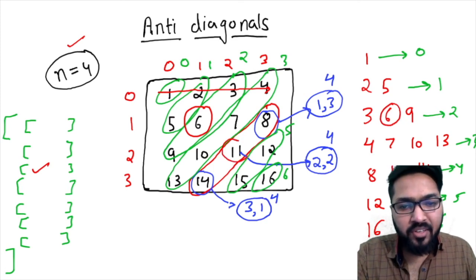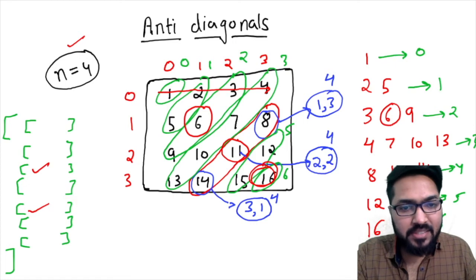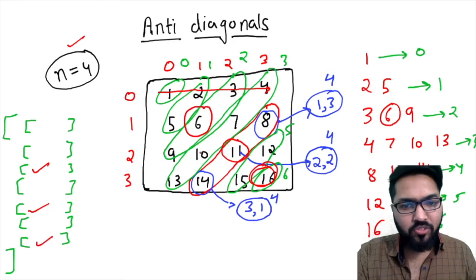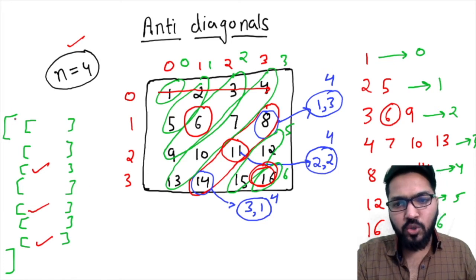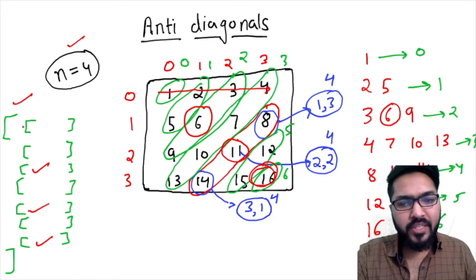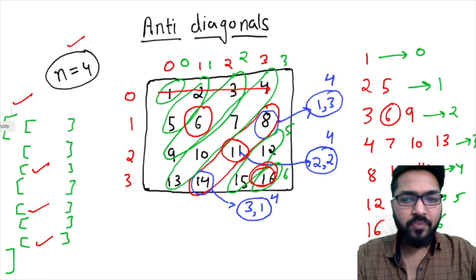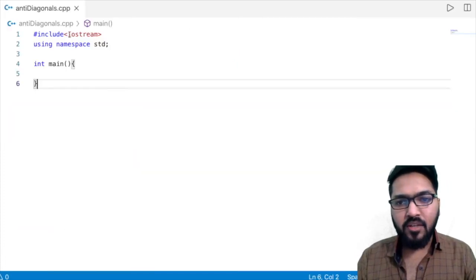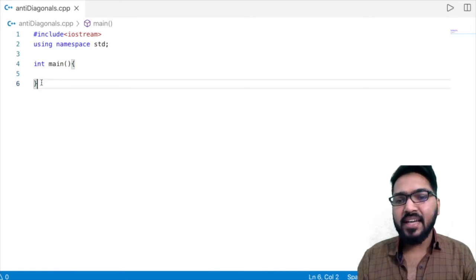This is what I'm going to do for each of the elements. If I'm on 11, that means 2 plus 2, 4. So clearly it should be over here. If I'm on 16, I know it is 3 plus 3, 6, so it should be over here. After we finish iterating over this 2D matrix, my 2D vector is going to be fully populated and then I can print it out. I have already created this file antidiagonals.cpp, include iostream, using namespace std and int main. All very standard stuff.